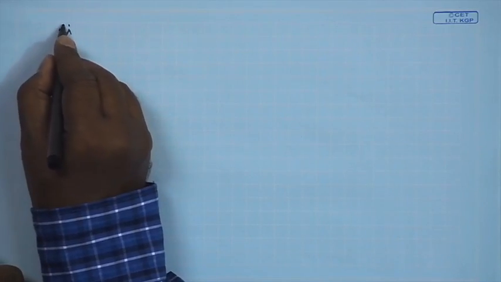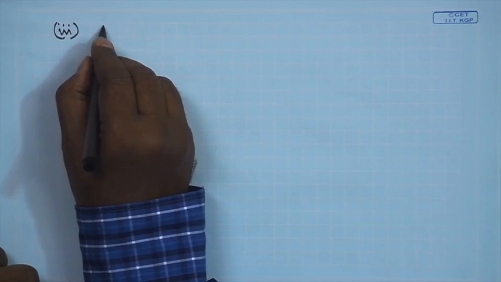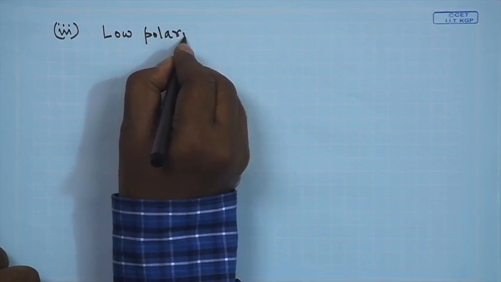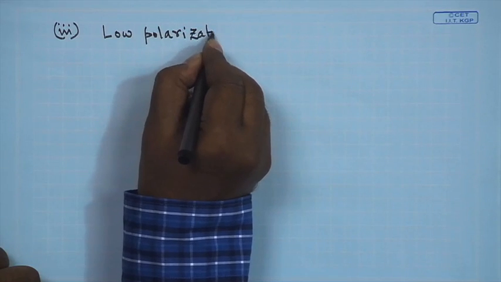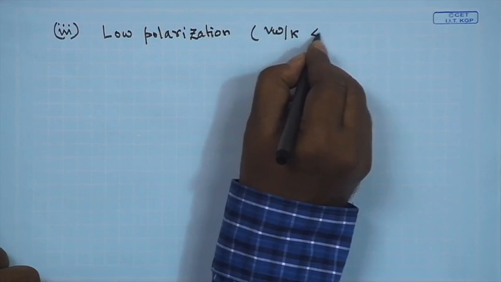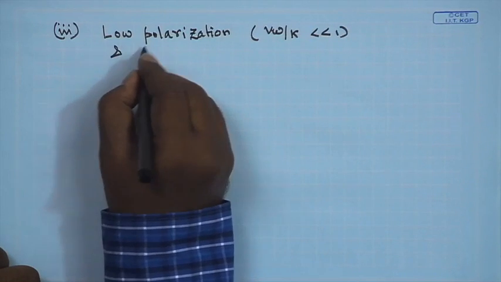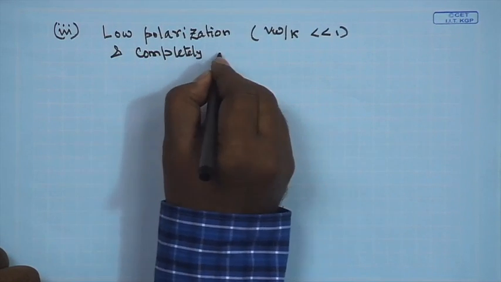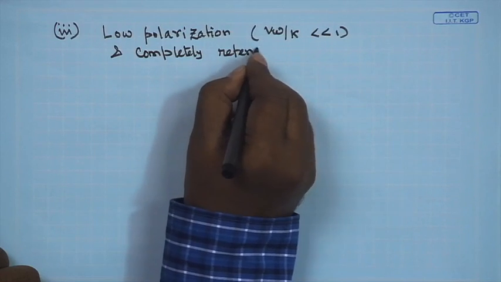The third simplified case will be the low polarization and completely retentive membrane. Low polarization, that is Vw by k much less than 1, and completely retentive membrane, that means Cp is equal to 0.